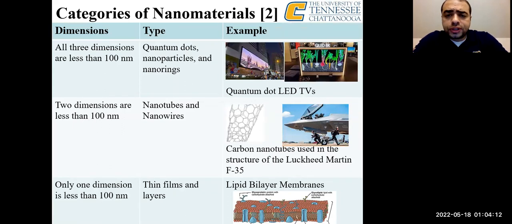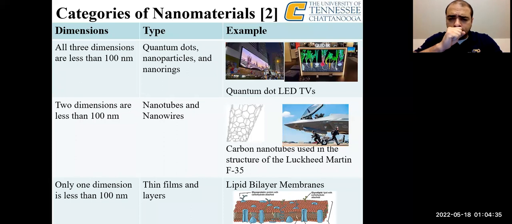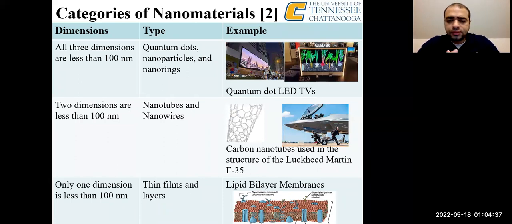Let's look at the categories of nanomaterials. In the first category, all 3 dimensions are in the nanoscale. In other words, all 3 dimensions are less than 100 nanometers. One example of these is quantum dots, colloidal particles. These have all 3 dimensions in the nanoscale. A good application, for instance, is the QLED TV.